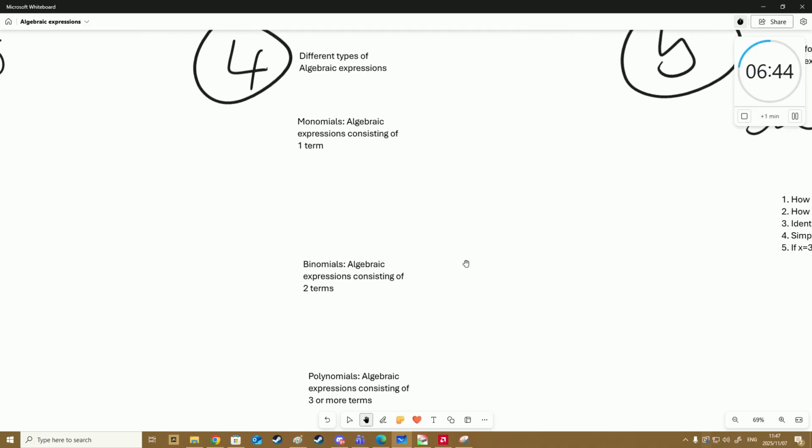Alright, lastly we're going to talk about different types of algebraic expressions. So firstly, we get something called a monomial. A monomial is an expression consisting of only one term. Remember, we said that terms are components of an algebraic expression which are separated by pluses and minuses. But if there's only one term, so there's nothing separating this algebraic expression into two terms with a plus or a minus, we call this a monomial.